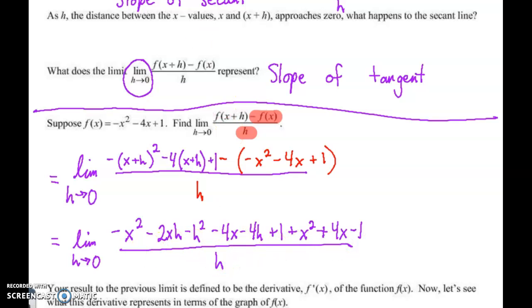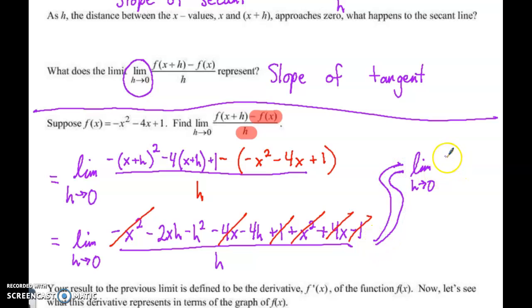This is where a lot of magic happens. X squareds cancel, 4x's cancel, 1's cancel. You'll notice in the numerator, let me write this right here, so we still have the limit as h approaches 0. Let me just move my equal signs like this. You can factor out an h with what's left over. You're left with negative 2x minus h, minus 4.